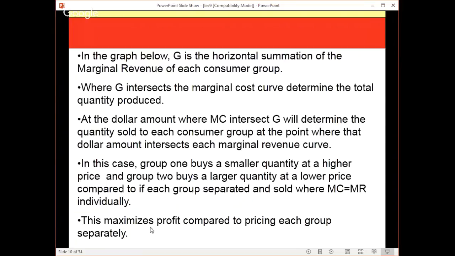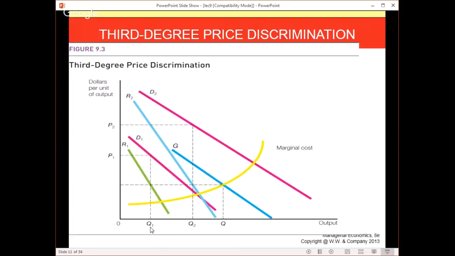Since I blundered that, I'll go through the graph one more time. I sum up the two marginal revenue curves and get this curve G, and that determines where those two intersect, the total quantity. At that dollar amount, where it intersects the two individual marginal revenue curves, is the quantity that I'll produce for each group. For the first group, Q1, and I'll let the demand curve determine the price, P1. This price will be a little higher, with a little lower quantity, than if I chose a point where marginal cost equals the individual marginal revenue curves.